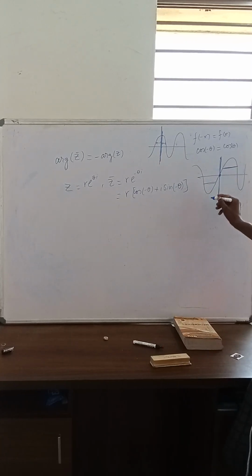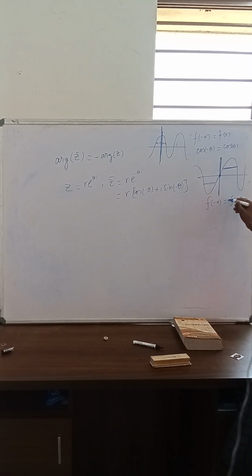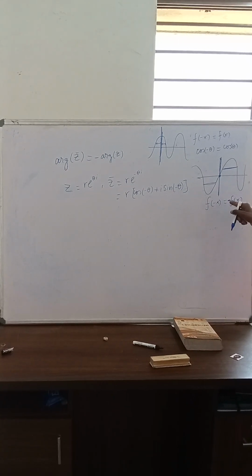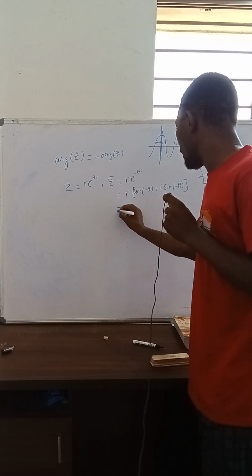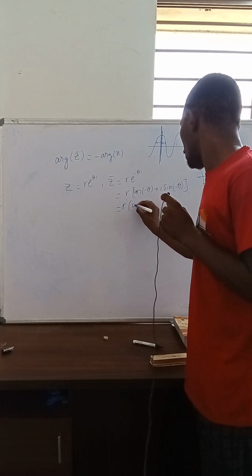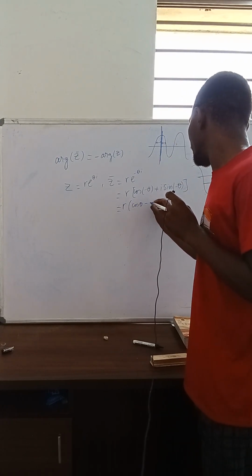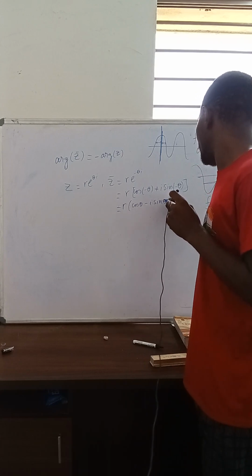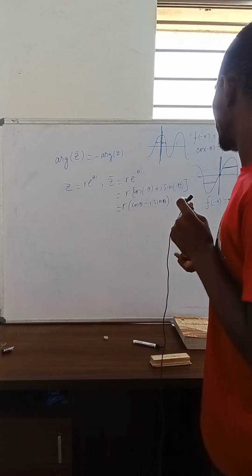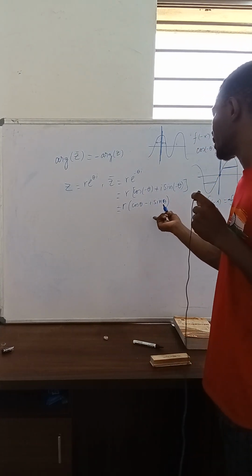So, algebraically, an odd function is a function that accepts this condition: f of minus x is equal to minus f of x. That's why here we can write r cos theta minus i sin theta. Okay, we can write like this.